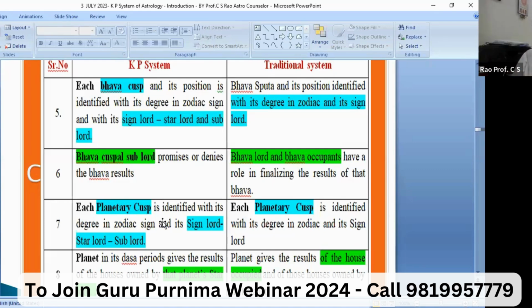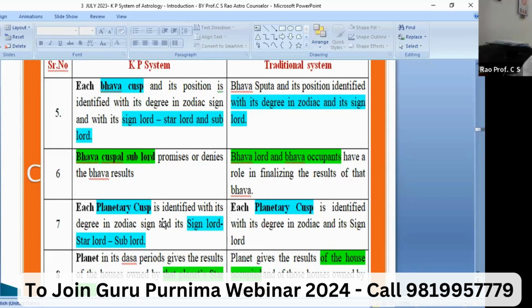Here what we have seen is that the fourth Bhava cuspal sublord decides and promises whether he gets education or not. That is enough. When he gets it, in a particular dasha period, he will get it. That is only decided: he gets education, let us say. Then the planetary cuspal sublord is decided with its degree in the zodiac sign, its sign lord, star lord and sublord. What planet X is in a particular degree, in a particular sign, its sign lord, its star lord and sublord. We are preparing a chart like that.